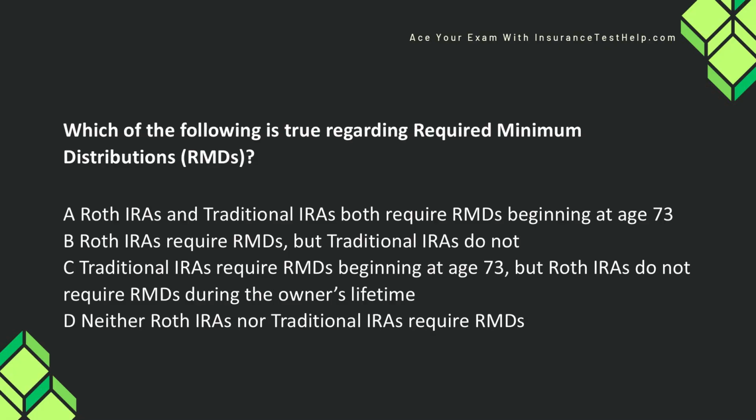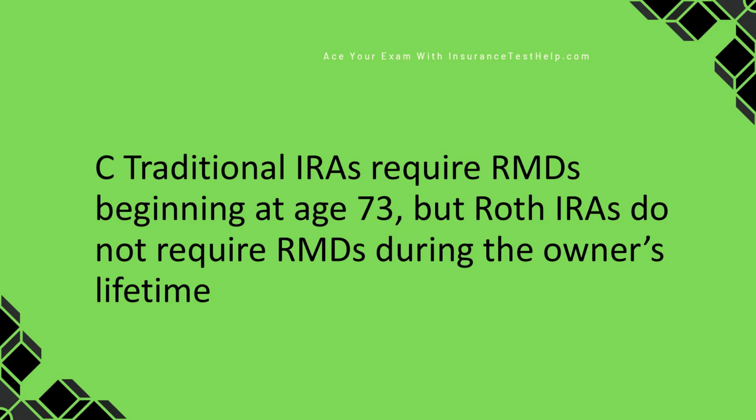Which of the following is true regarding required minimum distributions, RMDs? A, Roth IRAs and traditional IRAs both require RMDs beginning at age 73. B, Roth IRAs require RMDs, traditional IRAs do not. C, traditional IRAs require RMDs beginning at age 73, but Roth IRAs do not require RMDs during the owner's lifetime. Or D, neither Roth IRAs nor traditional IRAs require RMDs. So the correct answer is C, traditional IRAs require RMDs beginning at age 73.